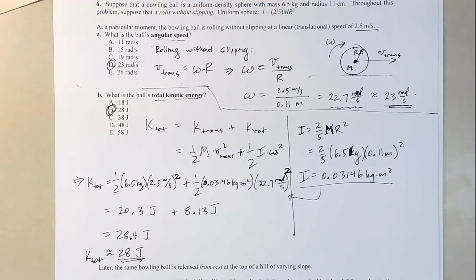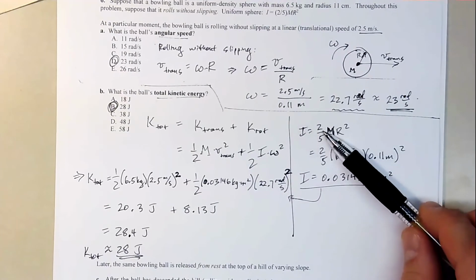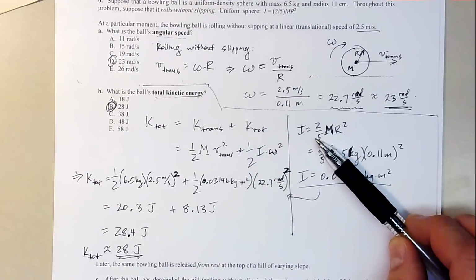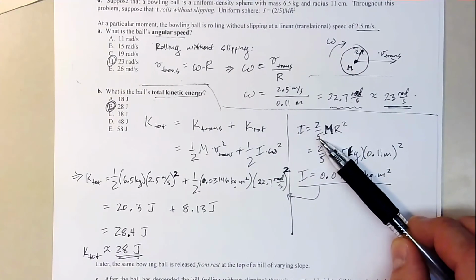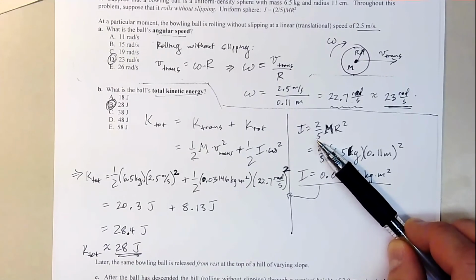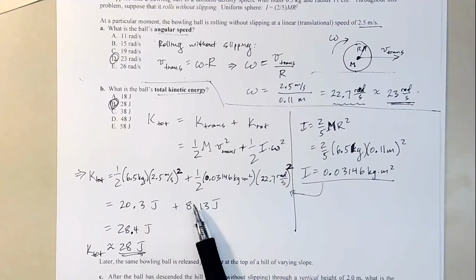This isn't true for other bodies. For other objects, it might be closer to 50-50. It all depends on what this coefficient is on the moment of inertia. For a solid sphere, this coefficient is 2/5, which is relatively small. But for a hoop, like if you had a rolling hula hoop, then these two would be in almost equal proportion to each other. It would be like 20 joules plus 20 joules.